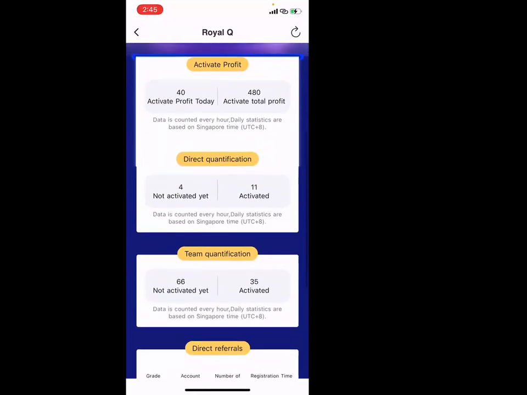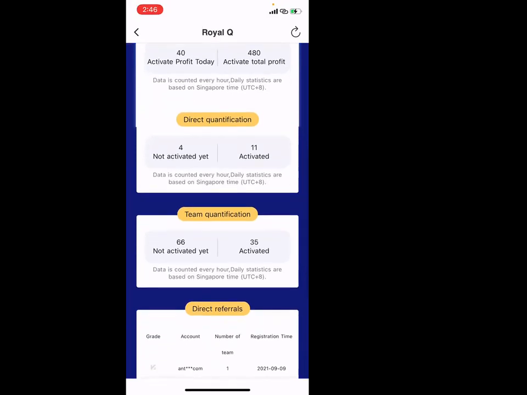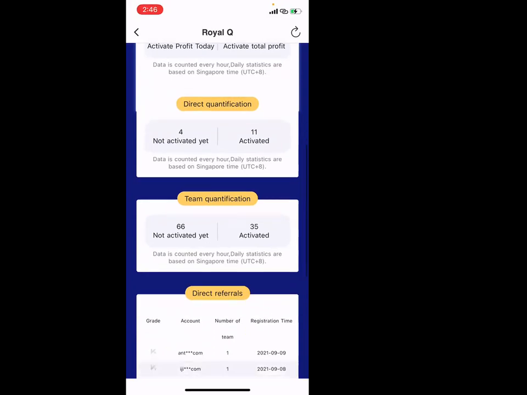I'm going to advise you, even if your friends don't have the money right now to activate it, get them to register immediately. Let them register with your link. Tell them it's free to register. Then later on, let them activate. You can see here, 66 not activated yet under my team, meaning these 66 people have registered with the link, but they have not paid their $120 for activation.